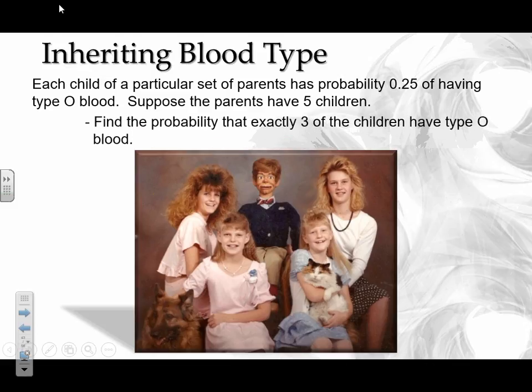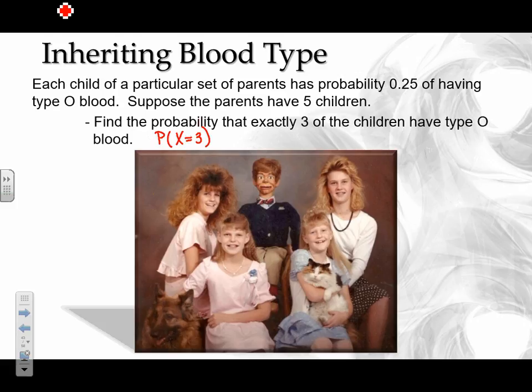If we want to calculate the probability that exactly 3 of the children have type O blood. So in notation, if we're letting x equal the number of children that have type O blood, what we're trying to answer here is what's the probability that x equals 3. So what is the probability that we get exactly 3 kids with type O blood? So from our formula, we would do that in CX.